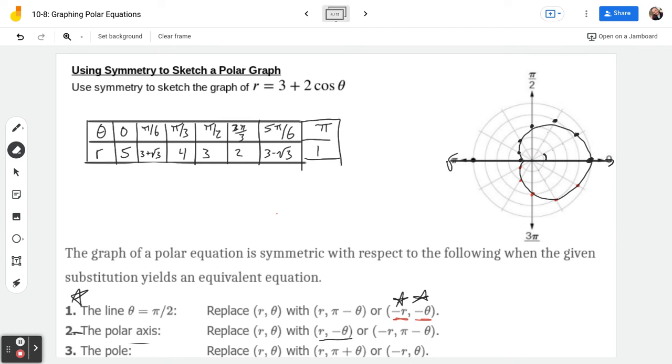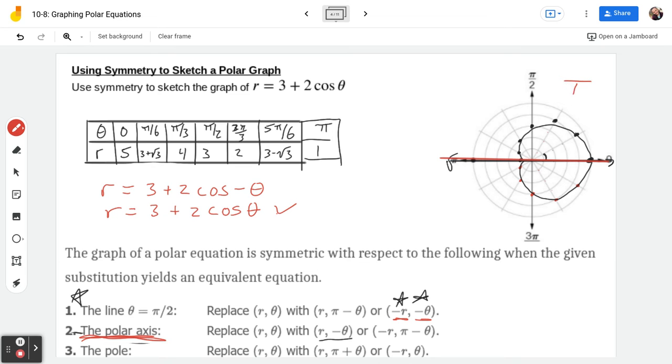The next symmetry I'm going to try is the polar axis. If I replace r with itself, r, and theta with negative theta, let's see if we get the same function. Well, using that identity here, I know that cosine of negative theta is just the same thing as cosine of theta. So we're going to get 3 plus 2 cosine of theta. So this one works. We can see it's symmetric with respect to the polar axis. Because it's symmetric with respect to the polar axis, all of the values in the first and second quadrant are going to reflect to the third and the fourth quadrant.